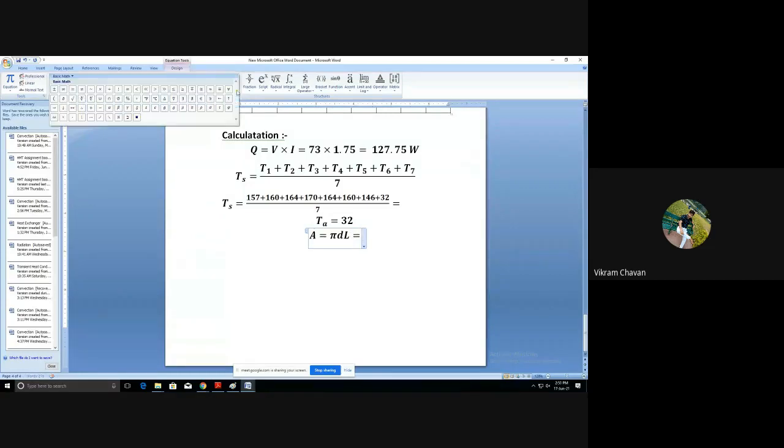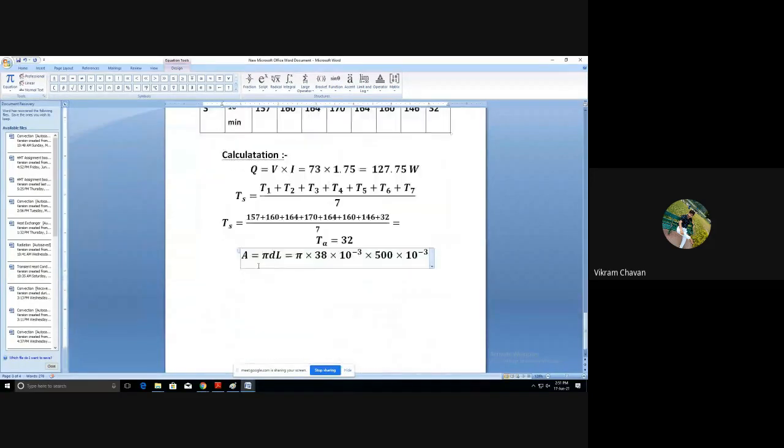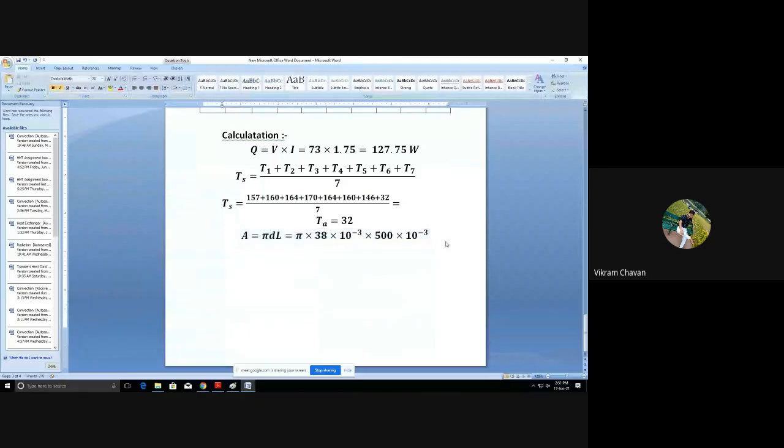So which is equal to pi multiplied by d, 38 into 10 to the power minus 3, multiplied by 500 into 10 to the power minus 3. I've taken the values in meters. Calculate A, and then you can calculate h by using Newton's law of cooling.